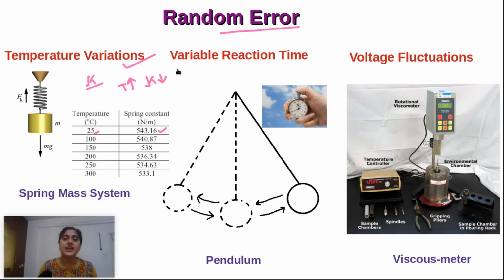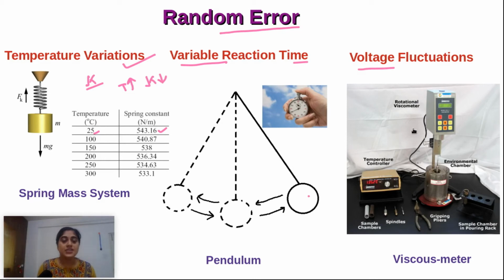Okay, another example is variable reaction time. Suppose you have to measure how much time is taken for one oscillation of this pendulum. You start the stopwatch. It may be possible that your reaction time is slow or fast, so at the exact time when it starts from here, you may click the stopwatch some microseconds late. And when you have to stop after one oscillation, you may be late or early by some microseconds. This type of error can also happen, and it comes under random error.